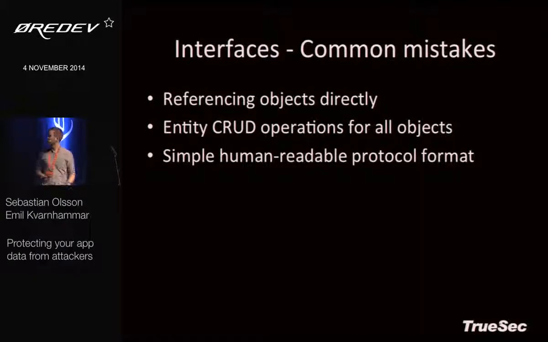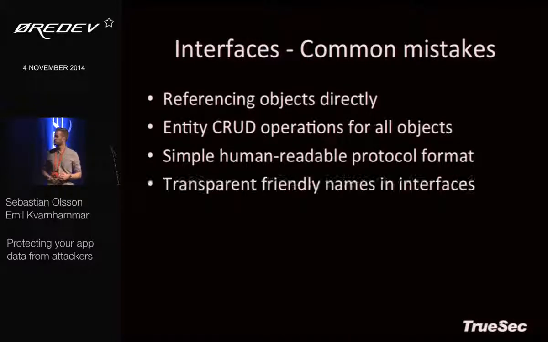Having a simple human-readable protocol format really simplifies for the developers and testers, and also for attackers. It really makes it much easier to find out vulnerabilities in the system. And this goes for friendly names in the interfaces as well. So you need to really think about, find a good level of friendliness in your protocol, not to make it too easy. And that might sound like I'm talking about security through obscurity or something like that, but I'm not. Well, I am. And security through obscurity is not bad in itself. It's only bad if it's your only measure of security.